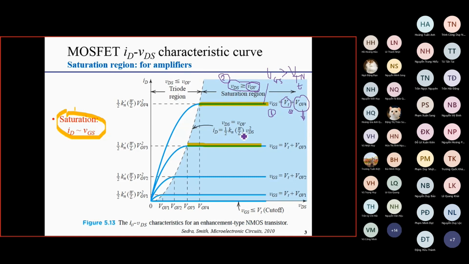And we know that in the saturation mode, the output current ID is proportional to the input voltage VGS only, by a simple equation: ID equals Kn over 2 times (VGS minus Vthreshold) squared.